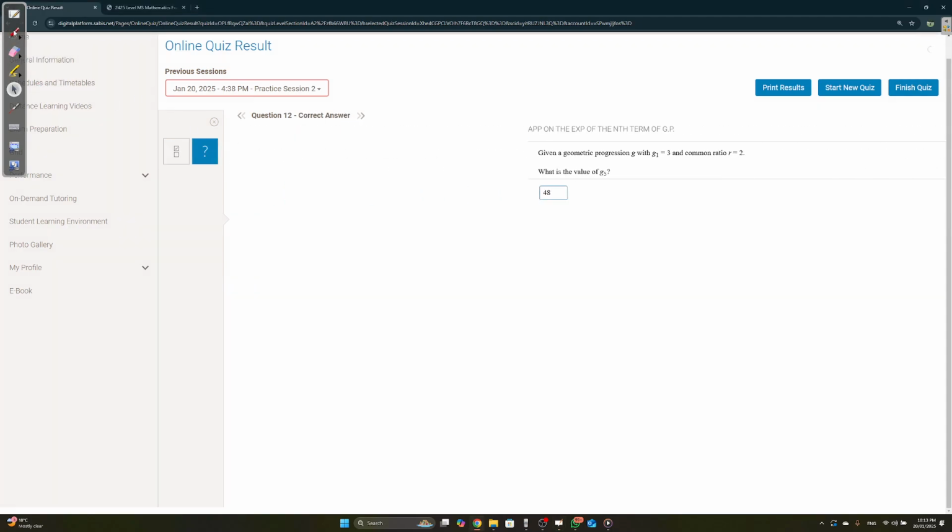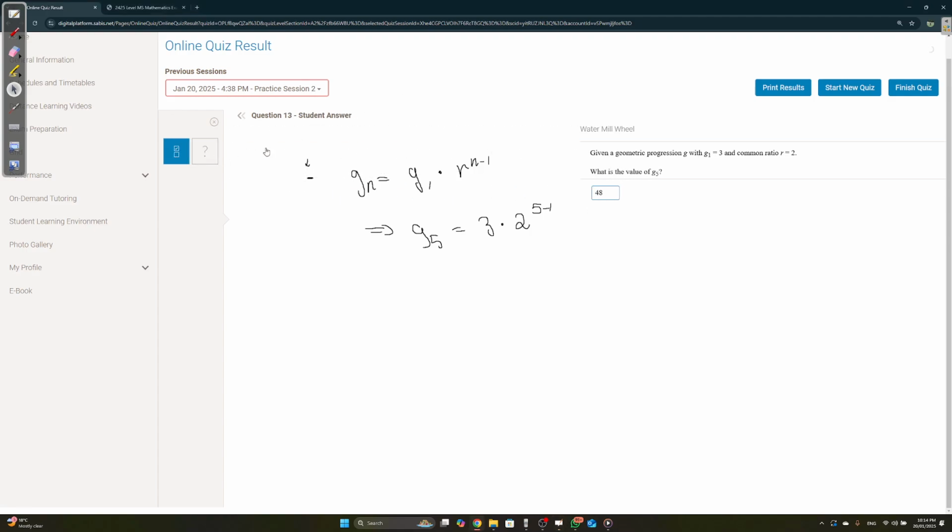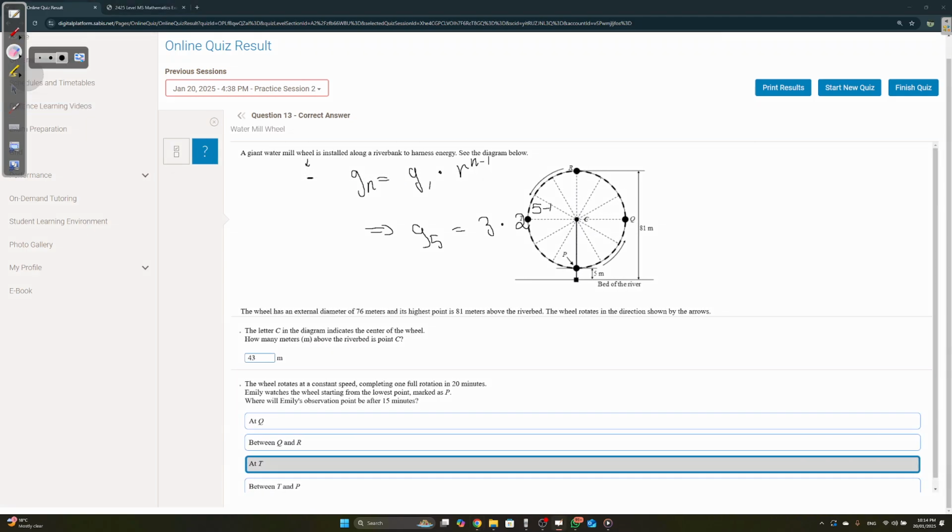Question 12. Given a geometric progression with g1 equal to 3 and common ratio 2. What is g5? Remember, in any geometric progression, the nth term is always g1 times r to the power of n minus 1. So g5 in this case would be equal to g1, 3, times r, 2, to the power of 5 minus 1. So you're going to get 3 times 16, 48. Do it on your calculator. Then we have a pizza question.